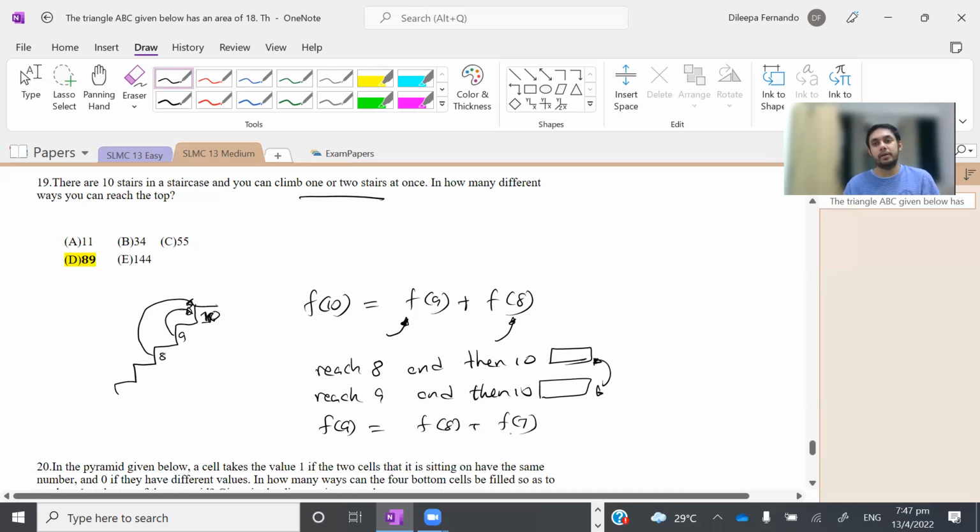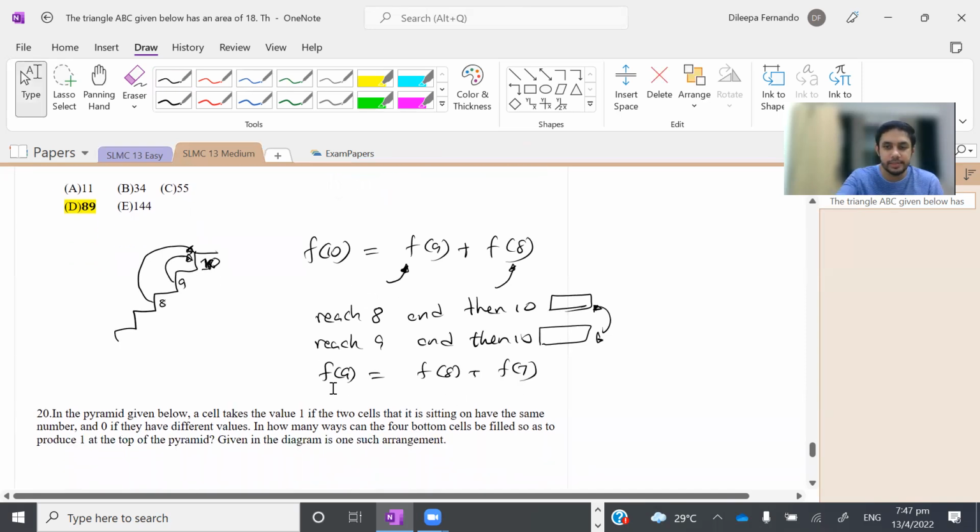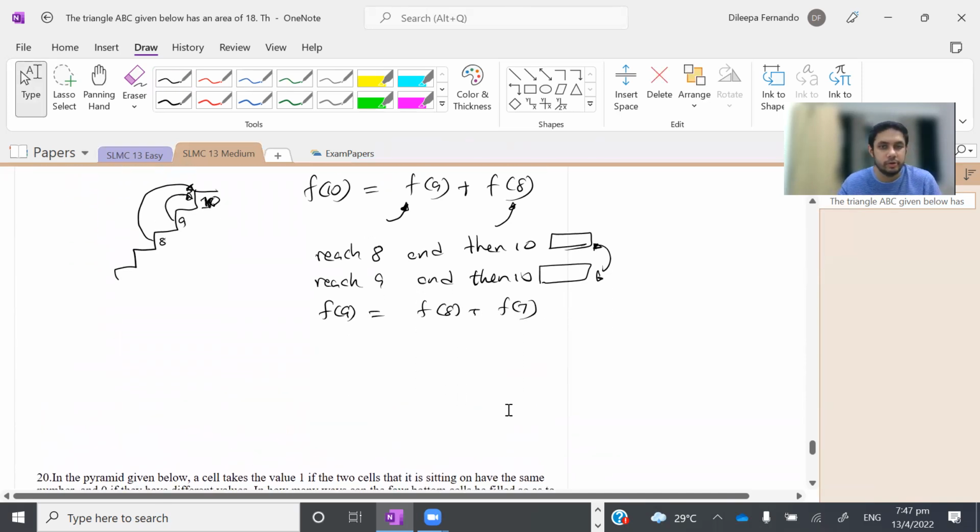If you have heard about the Fibonacci sequence, we are getting the same sequence. So now if you know the Fibonacci, this is very easy. But if you have not heard of it, I will derive it.